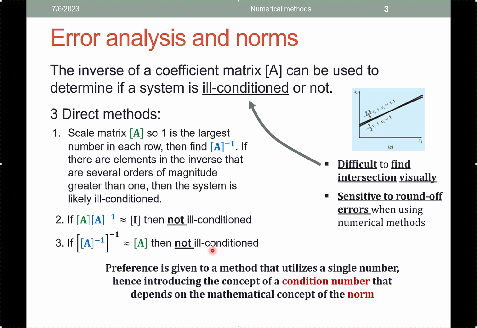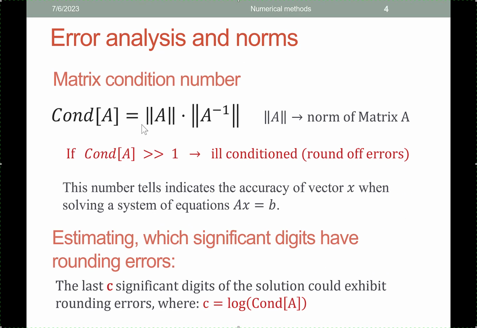But usually preference is given to a single number value that can be used to evaluate whether a coefficient matrix A is actually ill-conditioned or not, and that introduces the condition number, which depends on something called the norm of a matrix. So we're going to look at that briefly. Essentially the condition number of matrix A is equal to the norm of A multiplied by the norm of the inverse of A.